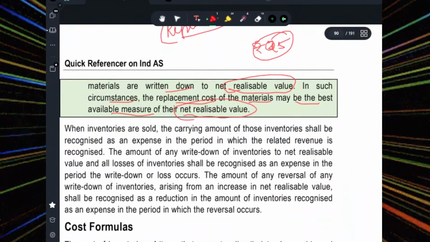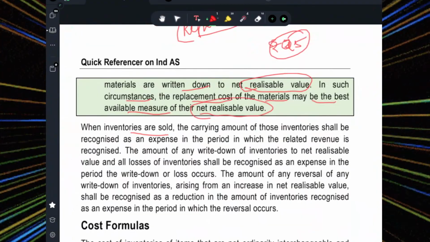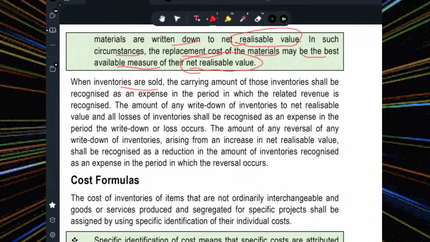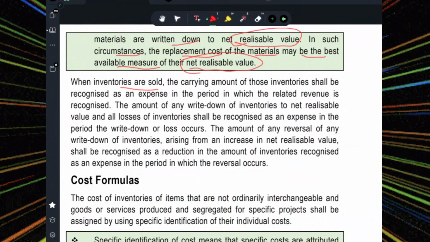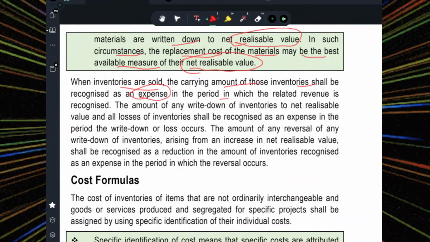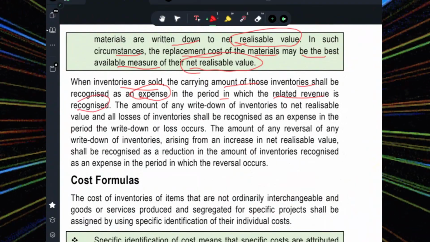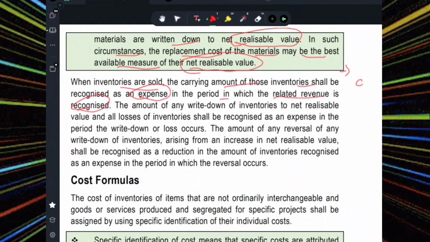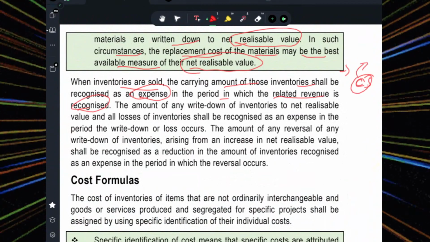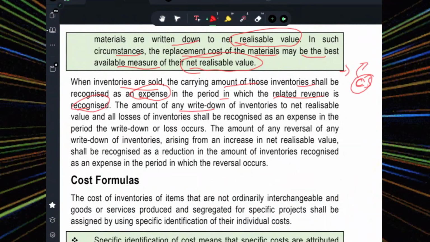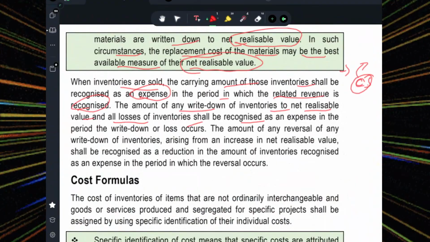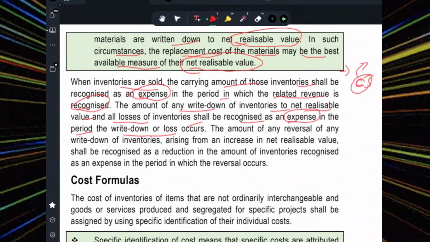When inventories are sold, the carrying amount of inventory shall be recognized as an expense in the period in which the relevant revenue is recognized. So when a closing stock is sold, it should be booked as an expense; the carrying amount is the expense. The amount of write-down of inventory to net realizable value, and all losses of inventory, shall be recognized as expenses in the period the write-down or loss occurs.